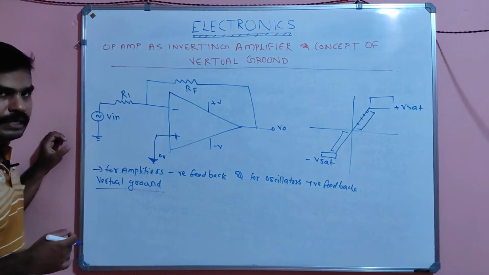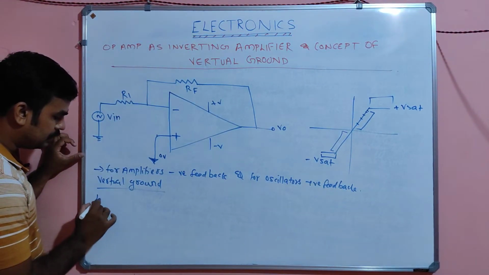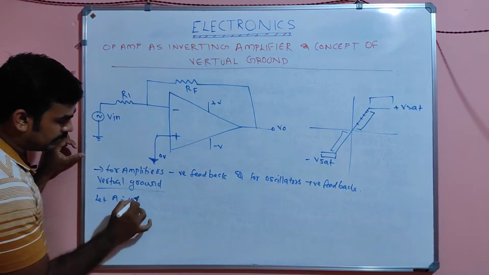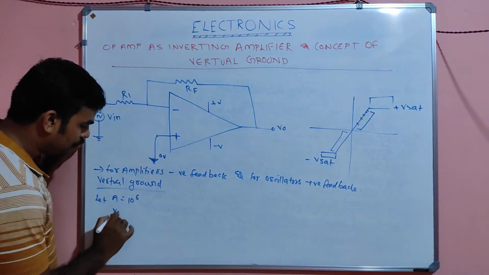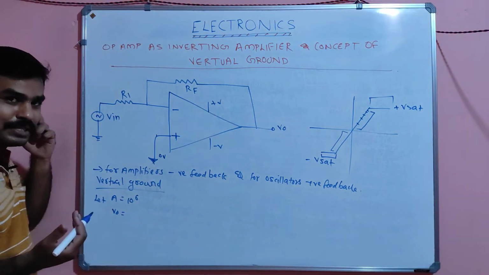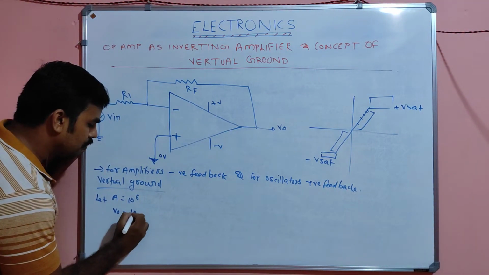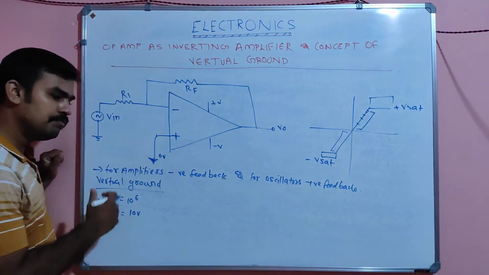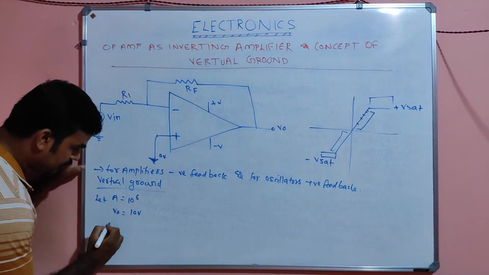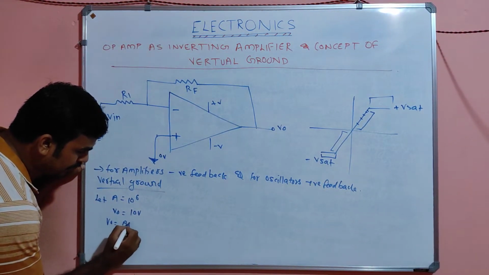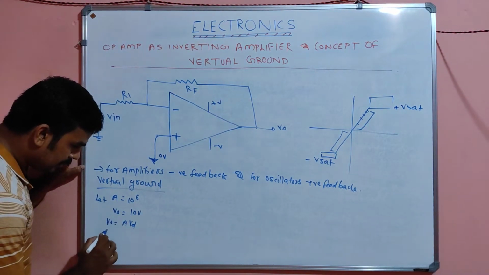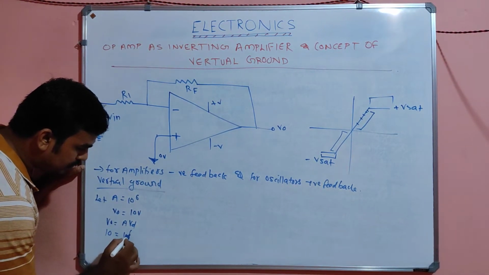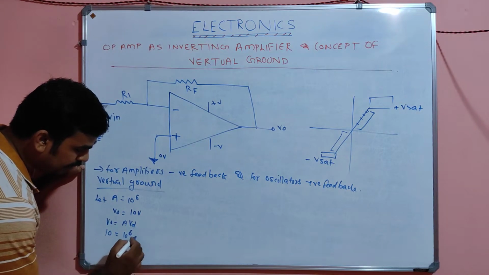See, my dear, suppose this op-amp has a gain A equal to 10 raised to 6. Imagine the output produced is 10 volt. Then V0 equals A into VD. So 10 equals 10 raised to 6 into VD.